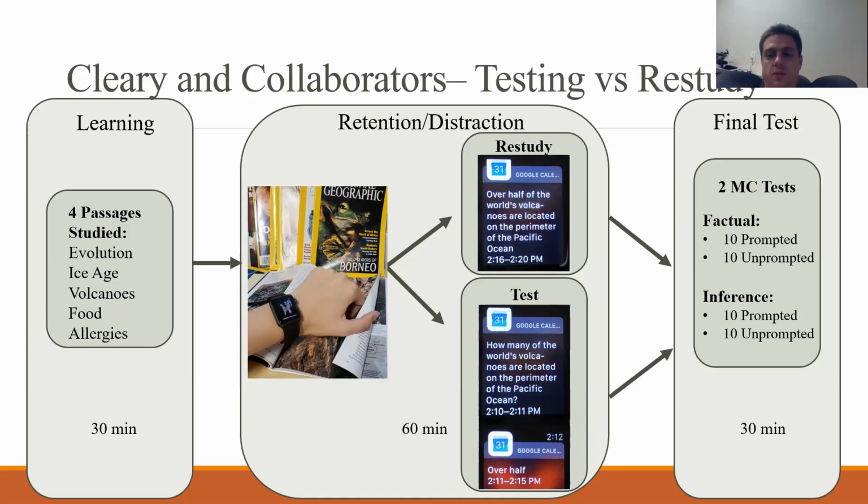Some of the questions are factual, some are more inference based. That's not super important. It just means that some are things you directly read. So if you specifically read, in the initial learning phase, what amount of the world's volcanoes were located on the perimeter of the Pacific Ocean, that's more factual. Inference would be something you have to figure out on your own based on understanding the passage. And sometimes memory can work a little bit differently for factual versus inference stuff. So that's why we split that up that way.